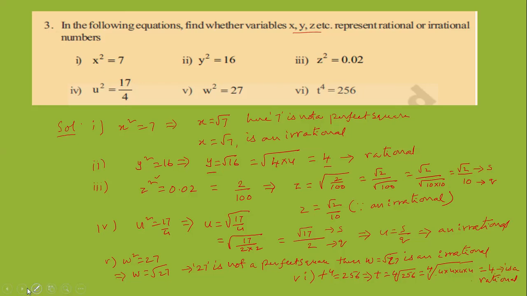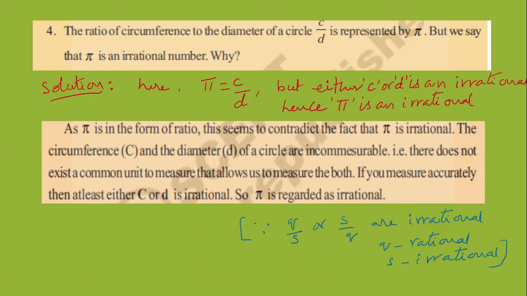Then you take one 4. What do you say about 4? 4 is a rational. This manner you may resolve. Okay, that's over. Next we move to the fourth question.